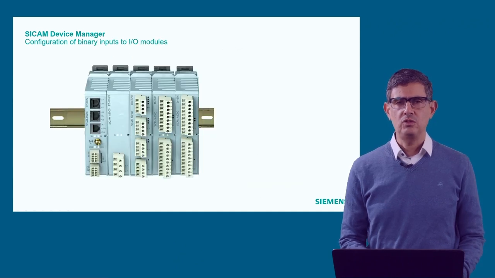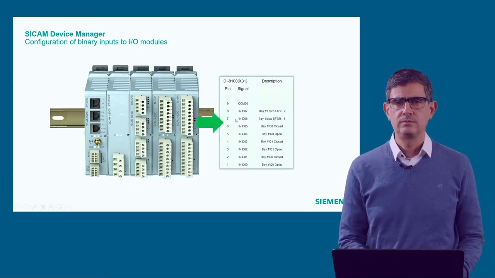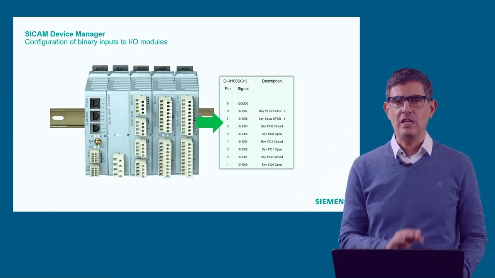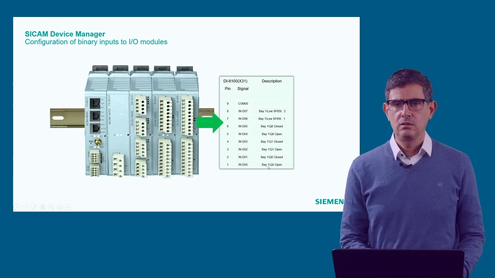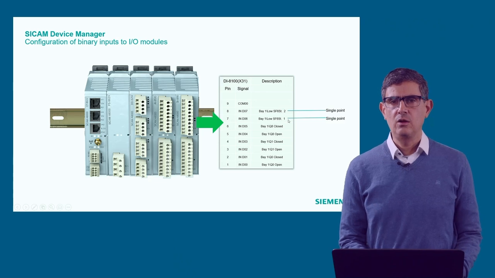So we must consider our RTU and the input-output modules, the binary input-output that we will wire. This is the mapping of the process to the RTU. So it will be installed in the DI module, in the first two binary inputs, in binary input 7 and 8, we will have two single point signals indicating low SF6 stage 1 and 2.